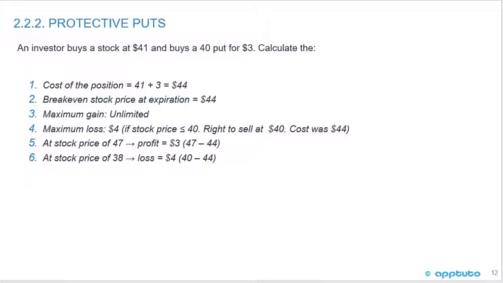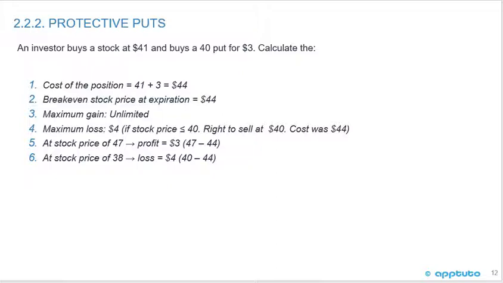At a stock price of 47, my profit is $3, the 47 minus the 44. Again, that's an unrealized gain. I don't have to sell my stock, but nevertheless, in terms of the CFA type questions, what is my profit? My profit on paper at that time is $3.